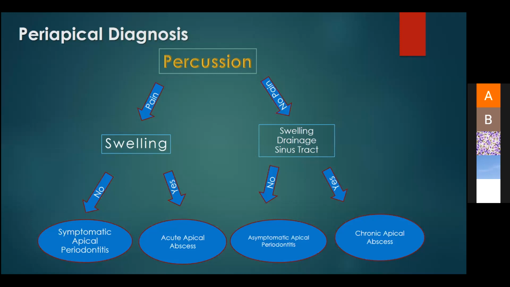Then after percussion, if there is no pain, that doesn't mean that the patient does not have a lesion. It may be that it has been there for several months and now it has totally gone up to extraoral lesions like a sinus tract or extraoral swellings. So if the swelling is present with a sinus tract, it can be a suspect of chronic apical abscess. If there is no sinus tract, only swelling with evident fluctuation inside the swelling, it can lead to asymptomatic apical periodontitis.